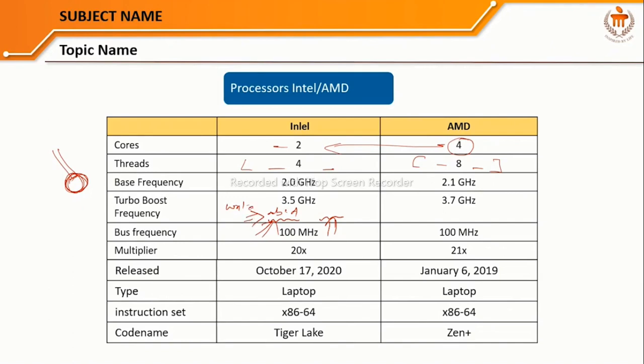And here the base frequency is 2.2. Here it is 2.7, 3.5. It means the performance is better. Here the bus frequency is equal. It means they can transfer equal data. And here is a multiplexer. We have a 20x21. Date of October 17, 2020. Here is January 29, 2019. It is enabled in a laptop, the instruction set is x86, and the code name is Tiger Lake, known as the JAWS.